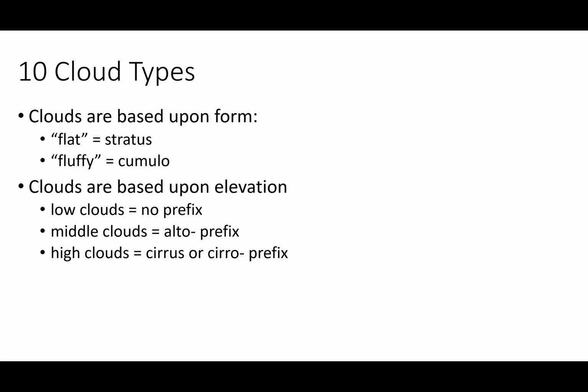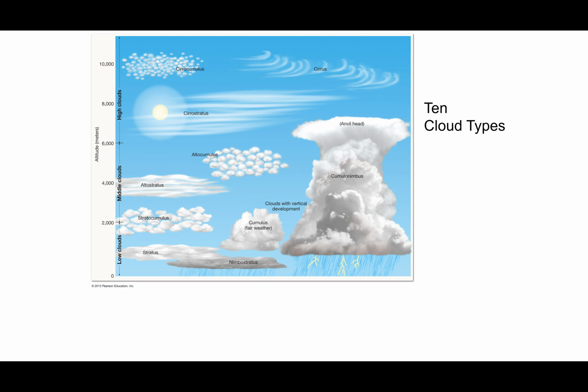So that's it. And there's actually one other criteria. So we have, is it flat or fluffy? What elevation is it? So we mix and match those two things. The other one is, is it actively dumping water? Is it precipitating? If it's precipitating, we're going to give it either a nimbo or nimbus as part of its name. So those are three things: flat or fluffy, general elevation, and is it precipitating? And we get 10 cloud types.